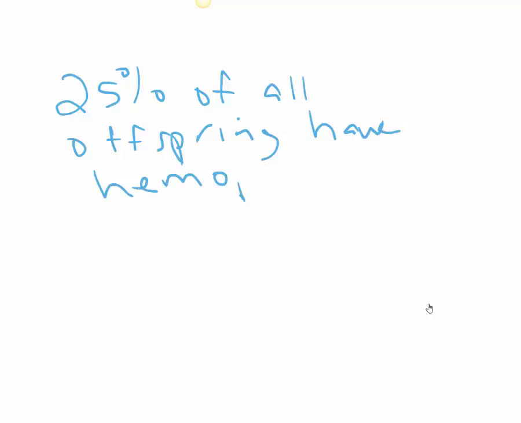Again, this is probability, right? This is not actuality, because just because we flip a coin 10 times doesn't mean we're going to get 5 heads, 5 tails, but this is probability. This is just making predictions.